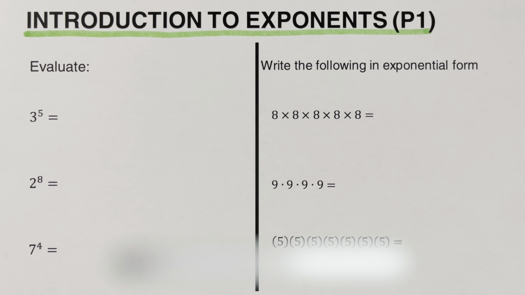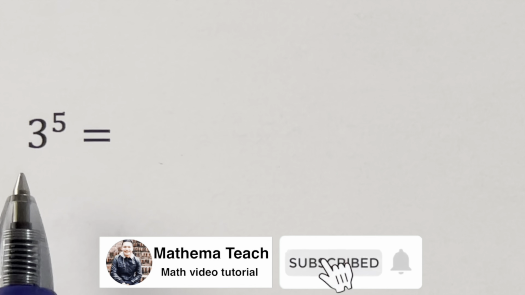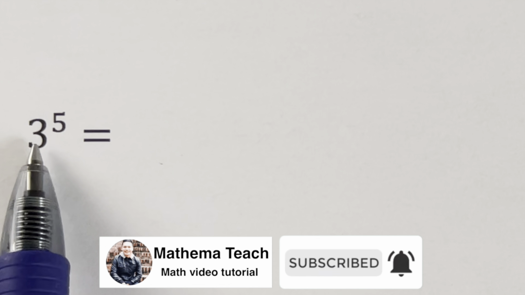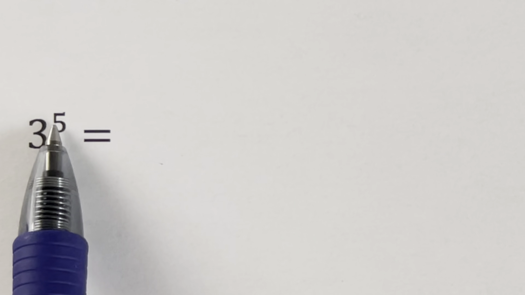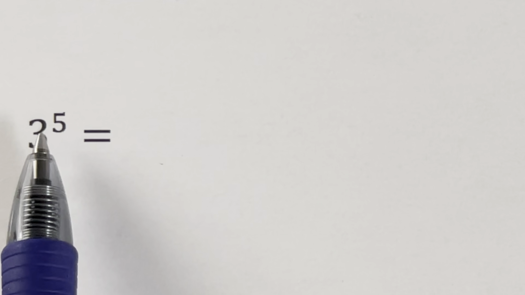Okay, let's go back to the examples here. Let's start with the first one. Please remember that this is read as 3 raised to the power 5. If we are going to evaluate this, others are going to think that this is 15, because they say 3 times 5 is 15. That is not the correct answer.